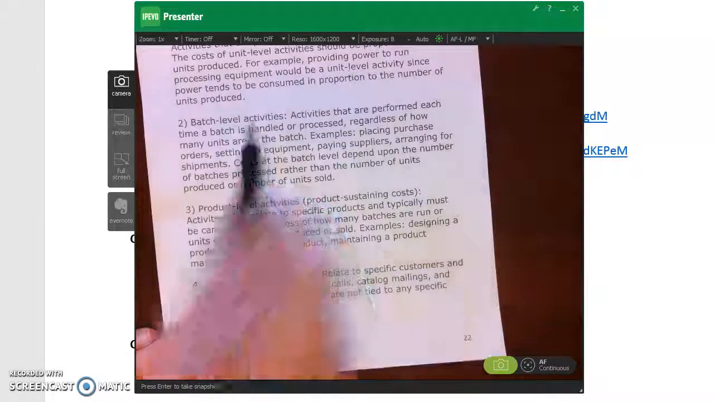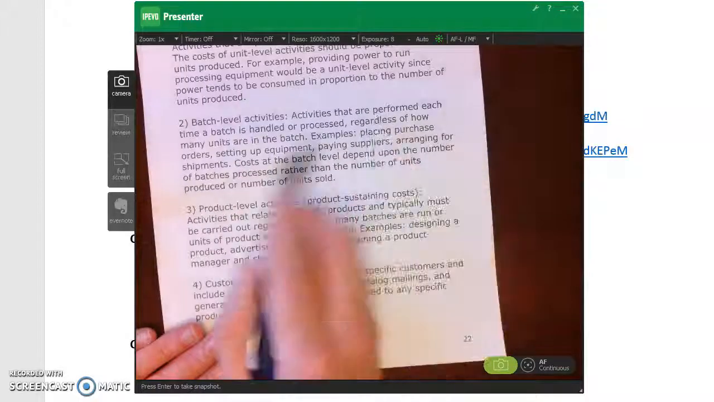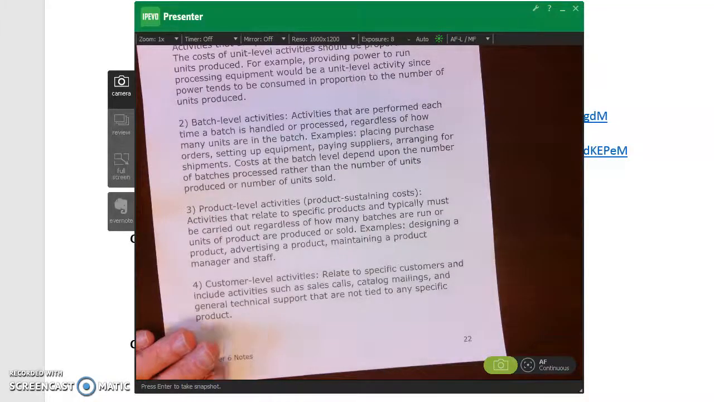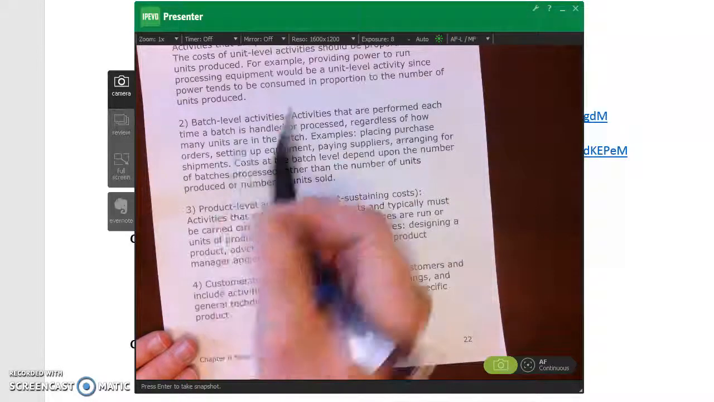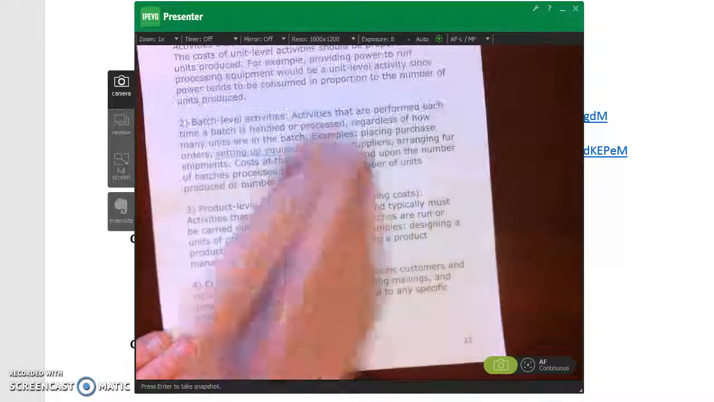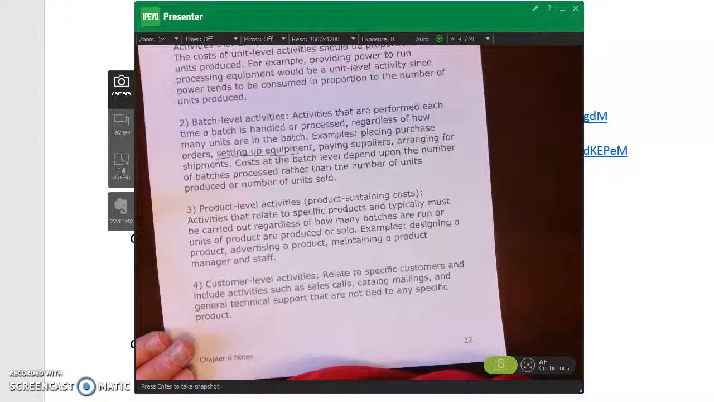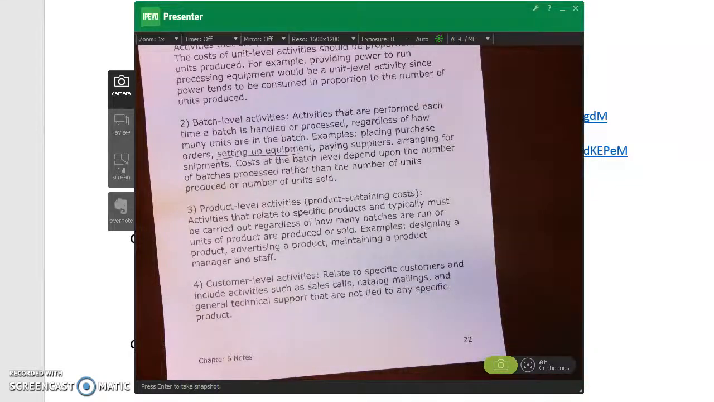Okay. We also have batch level activities. These would be activities that are performed each time we batch. So we may actually have groups of products that we make. That would be considered a batch. Some examples would be placing purchase orders. Setting up equipment would be an example of a batch level activity. So if we need to make 50 products or one product, we still have to set up the equipment. So it's for that batch of products that we have to make. That's the cost driver. Okay, it's a batch level activity.